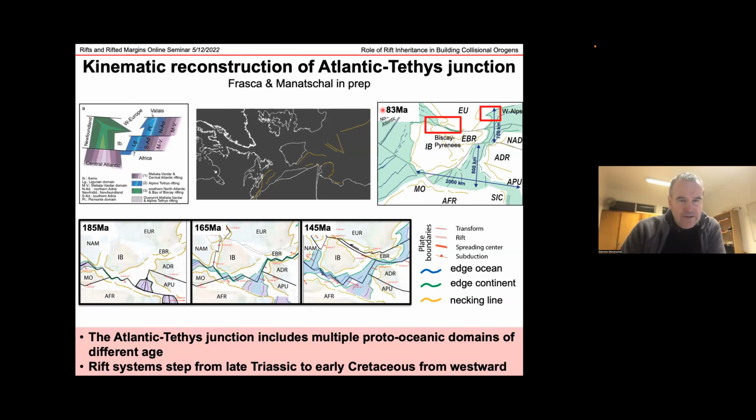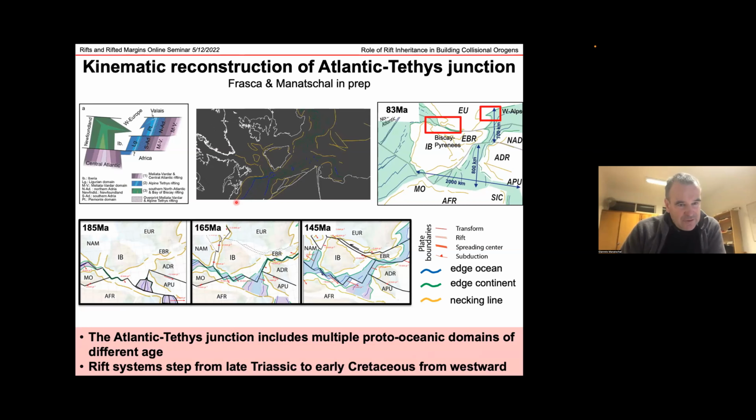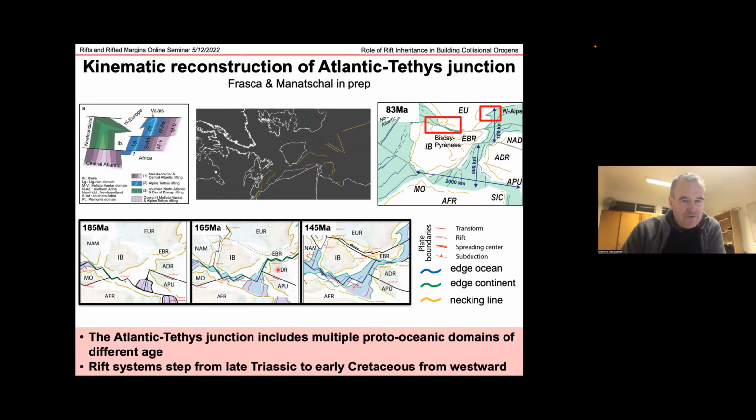Well, if we are looking at these systems, this is a kinematic restoration of Frasca. You see that these systems are actually quite complex by themselves. At the junction between the Atlantic and the Tethys, we have multiple protoceanic domains that form from the Triassic over the Jurassic into the Upper Jurassic, Lower Cretaceous. And we get to a very complex evolution of this system.